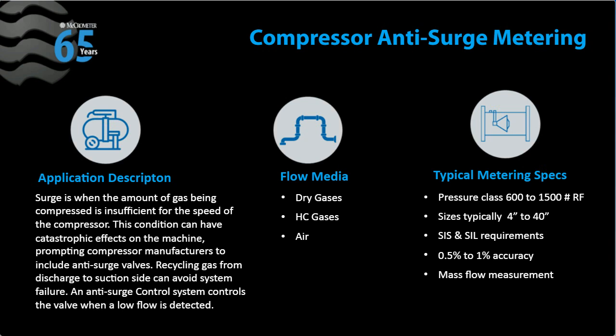What we usually see in terms of accuracy requirements are 0.5% to 1%, and it also requires mass flow measurement. So in these cases, you couple an RTD port with the V-Cone flow meter, and using an RTD and a multivariable transmitter, you're able to compensate for changing pressure and temperature to give you a mass flow measurement.